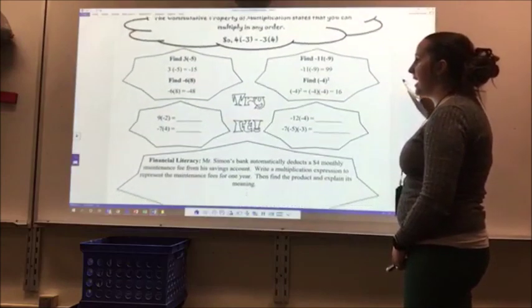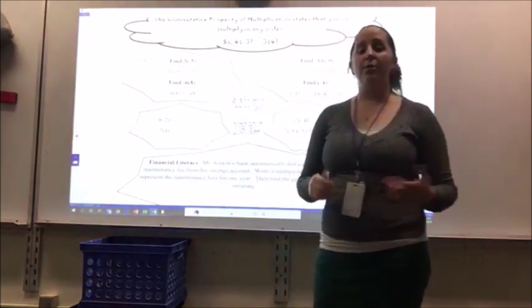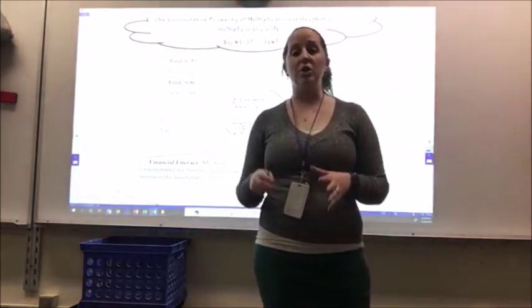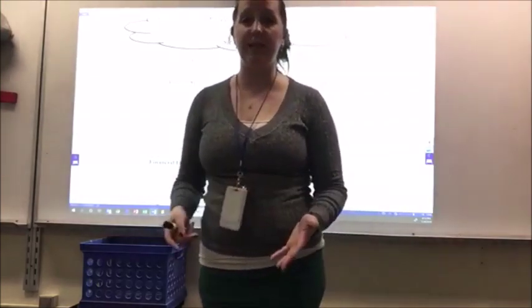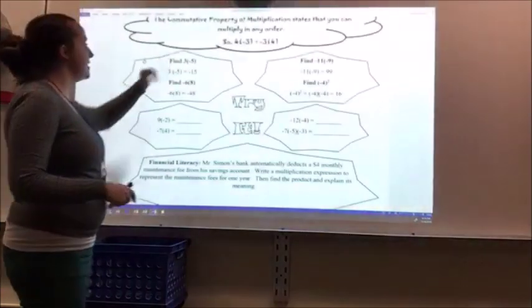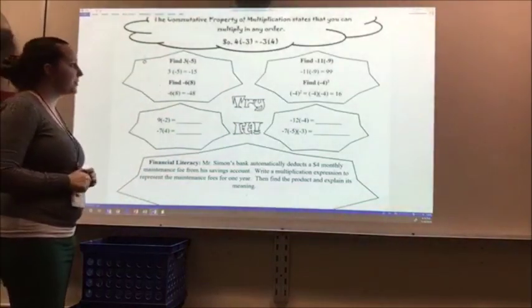So the examples that I have: find 3 times negative 5. Well, 3 and negative 5 have two different signs. So I multiply like normal. 3 times 5 is 15. But I have an odd number of negative signs, so my answer is going to be negative.